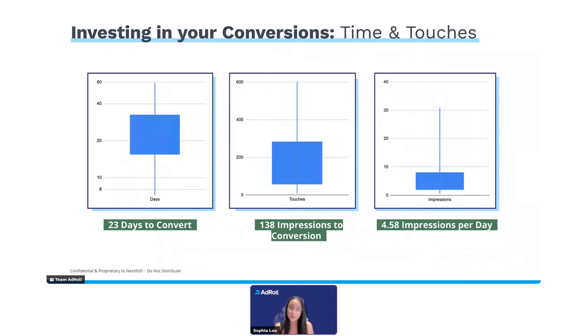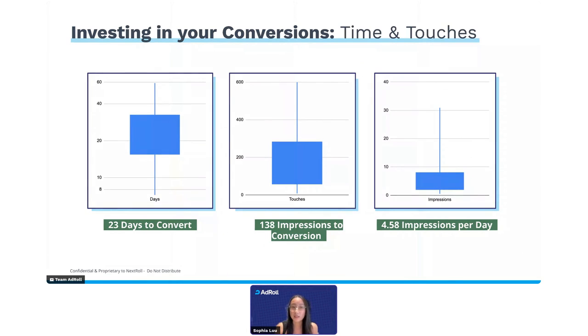The Forex industry is truly a unique one. It takes much more time and touches to convert a trader than it does to any other industry that we work with. On average, it takes about 23 days, 138 impressions, and approximately almost 5 impressions per day to convert a trader from the first touch.